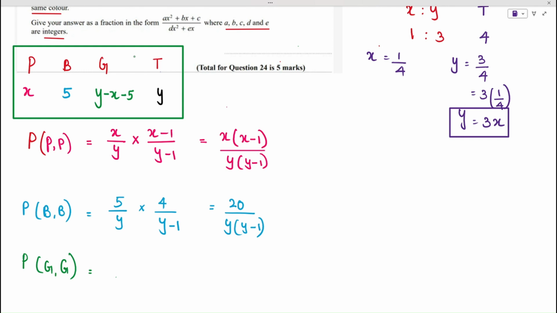So we'll take our value for the number of green counters, which is y minus x minus 5 all over y. And we'll multiply this with the probability of getting another green counter, so it'll be y minus x minus 6, which is 1 less. So we just subtract 1, and this will be over y minus 1.